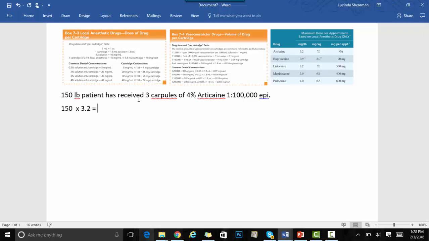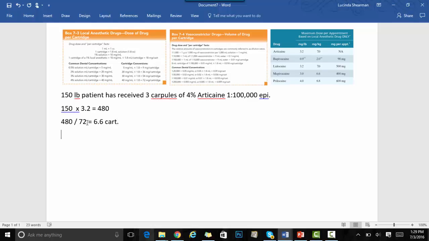So that equals 480. This patient can't receive more than 400 milligrams of articaine, but how many carpules is that? Let's take 480 milligrams, divide that by how much anesthetic is in each cartridge. So we have articaine at 4% at 72 milligrams, and that equals 6.6 cartridges.